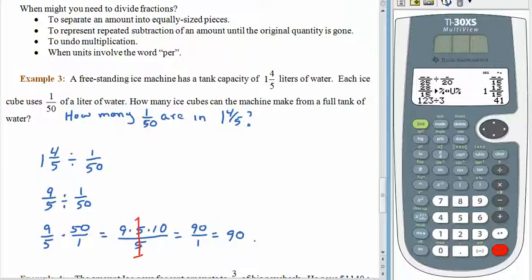How many ice cubes can the machine make? This can make 90 ice cubes. All right, let's try the next one here.